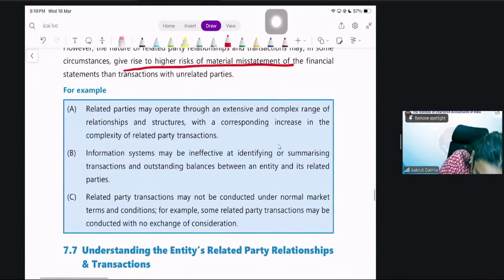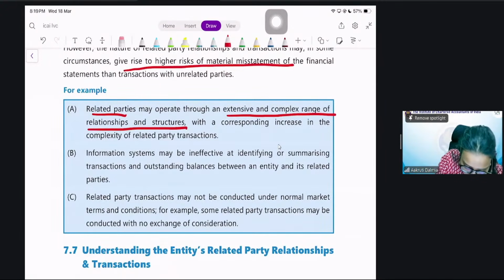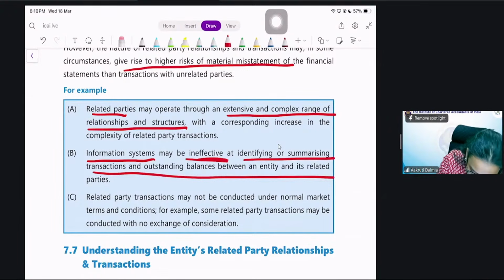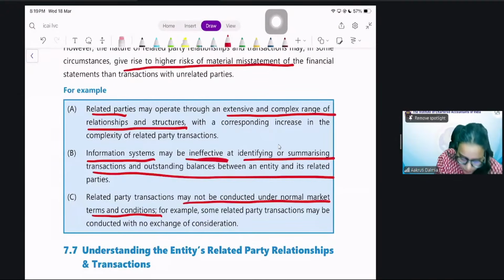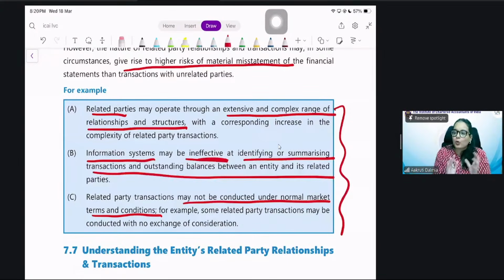Why are they risky? Related parties can have a complex range of relationships and transactions. Information systems may not be effective in identifying the transactions with related parties. And related party transactions may not be conducted under normal market terms and conditions, which means we might give them more discount. We might do barter with them: you send me your goods, I'll not pay you money, I'll do some training sessions with you. So there can be a lot of barter that happens. All these things make it more risky.